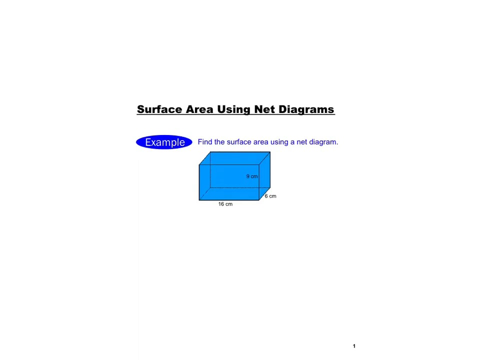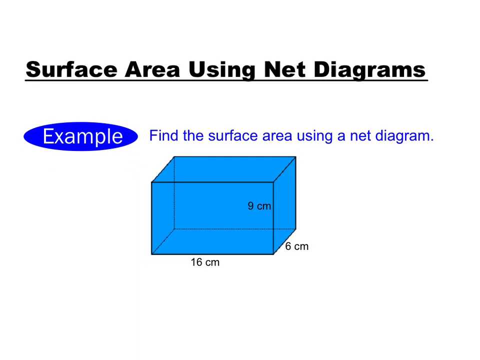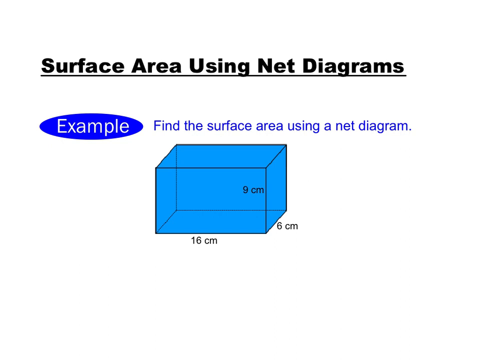All right, today's lesson is about finding the surface area of three-dimensional objects using a net diagram. So what does that mean and what are we doing? Well, what it means is at the current moment, we don't have formulas to find surface area. So how can we use the area formulas that we know to find the surface area of a three-dimensional object?